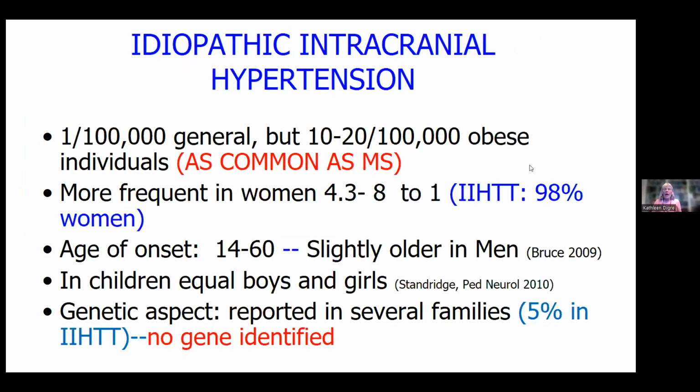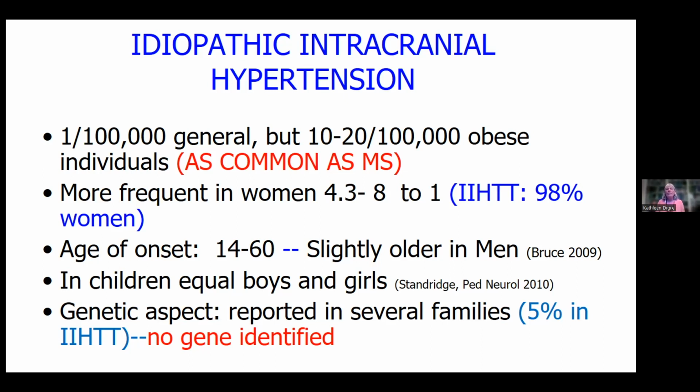Now, idiopathic intracranial hypertension is not common in the general public. So it's only 1 per 100,000 people. So let's say it's a city of 1 million, you might only see 10 people. But if you're obese, then it is 10 to 20 per 100,000, and that means it's as common as multiple sclerosis. And we all hear about multiple sclerosis.